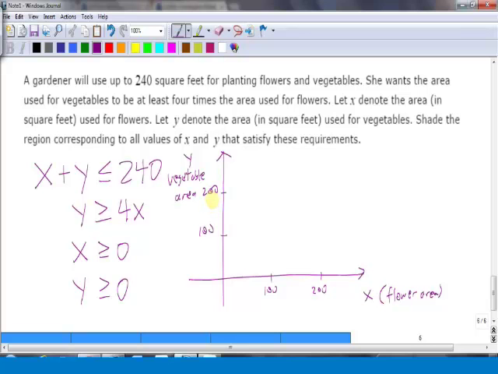Suppose we've got both constraints and we have to satisfy them, but if we're just looking at the top constraint, X plus Y is less than or equal to 240. If X equals 0, then she could go up to 240 square feet of vegetables. And if Y equals 0, she could go up to 240 square feet of flowers. The other constraint is going to prohibit both of those, but let's connect the dots with, I think all these are solid lines.